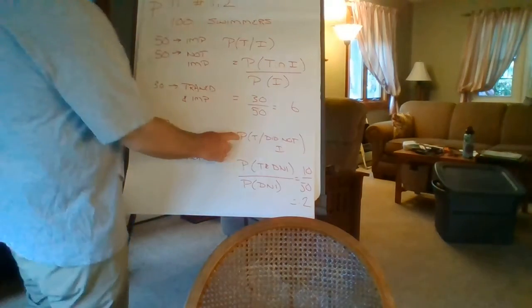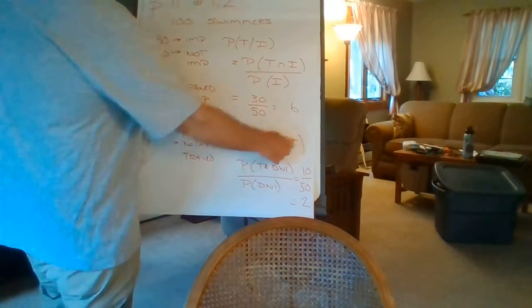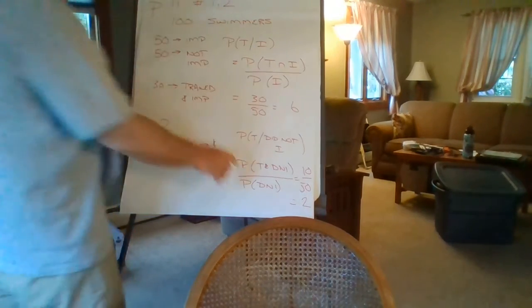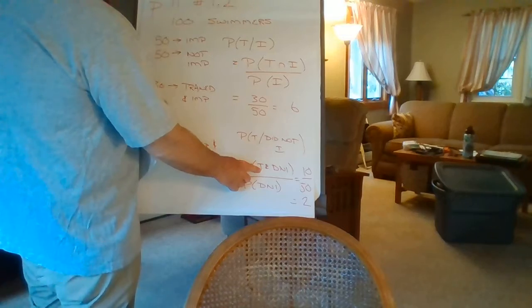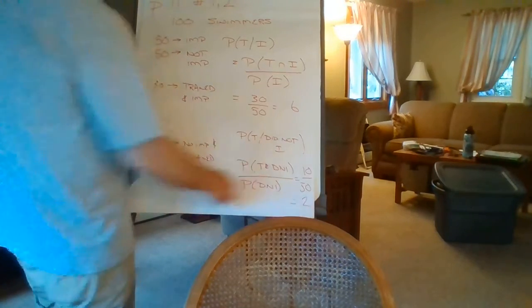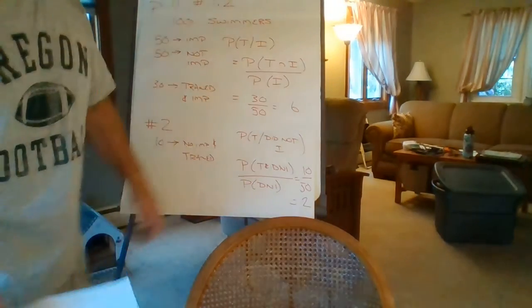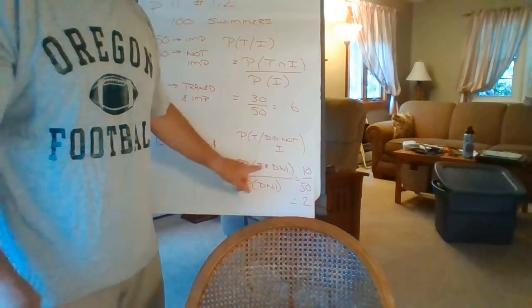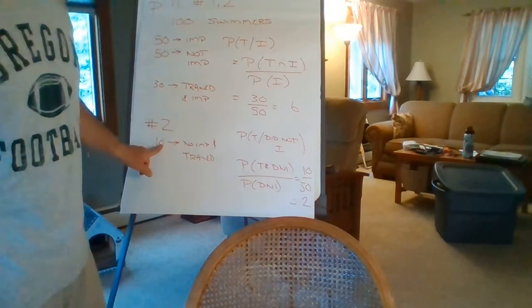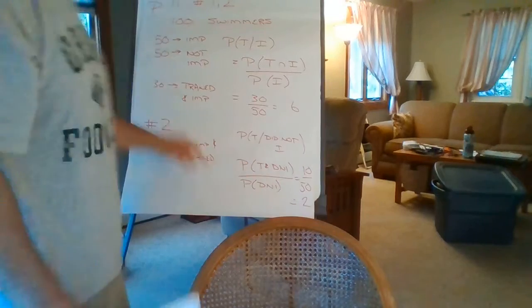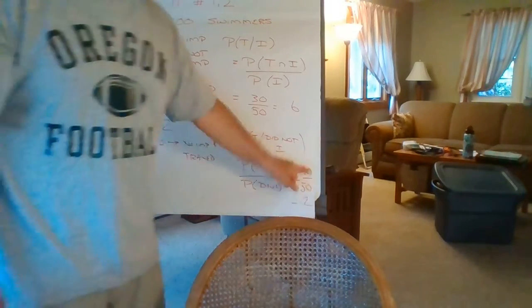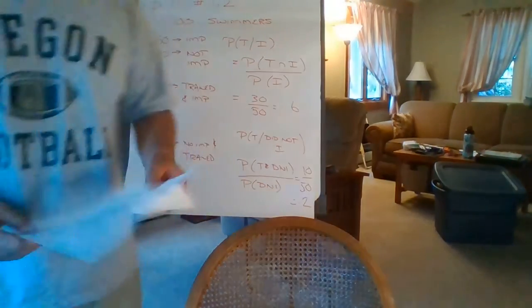Then they ask, what's the probability that they trained given that they did not improve? So that, once again, is the probability that they trained and did not improve over the probability they did not improve. We go back to the numbers. That's an and. How many trained and did not improve? That's the 10. How many did not improve total? We go back to here, which is 50. 10 over 50 is 0.2.